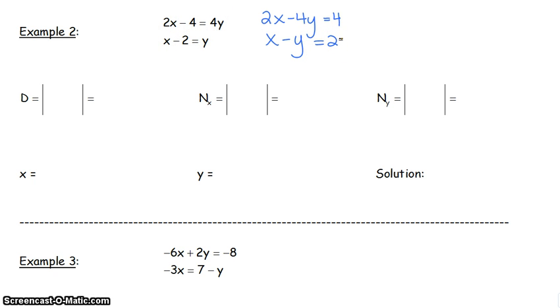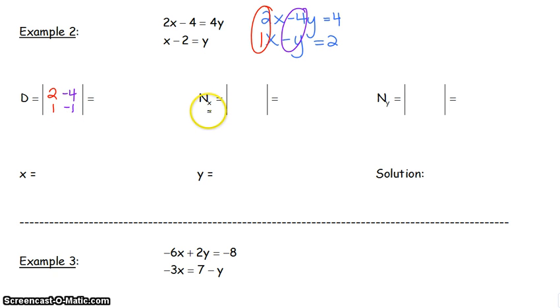It is extremely important that you have the x's and then the y's and then the numbers, so it must be in standard form. D matrix. D matrix is the x coefficients. Now there's no number with the x. We know that's a 1, so this is 2, 1. Our y coefficients, which are a negative 4, negative 1. We'll come back and solve them in a second.